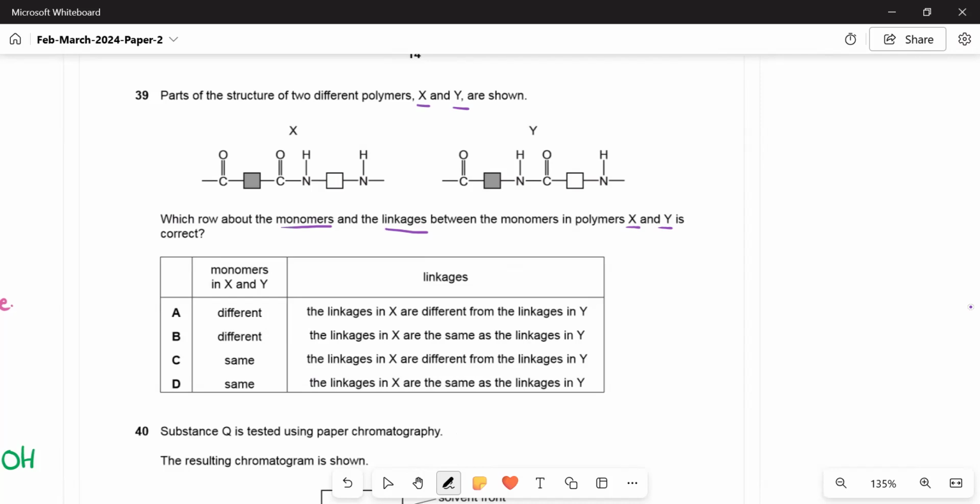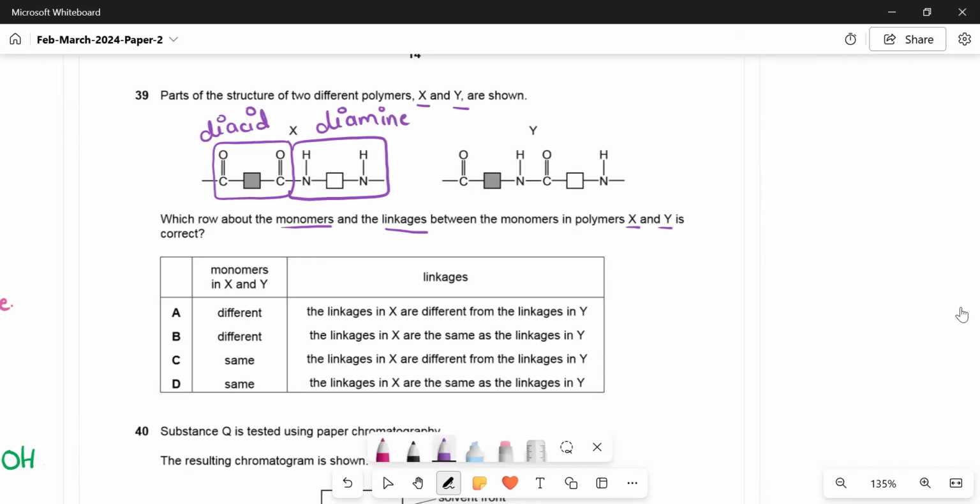If we see polymer X, on both sides of the alkyl group we have carboxylic acid attached, so it means it is a diacid. And the next monomer is a diamine, because it contains N-H bonds on both sides. It is a diamine. So for X, the monomers are diacid and diamine.